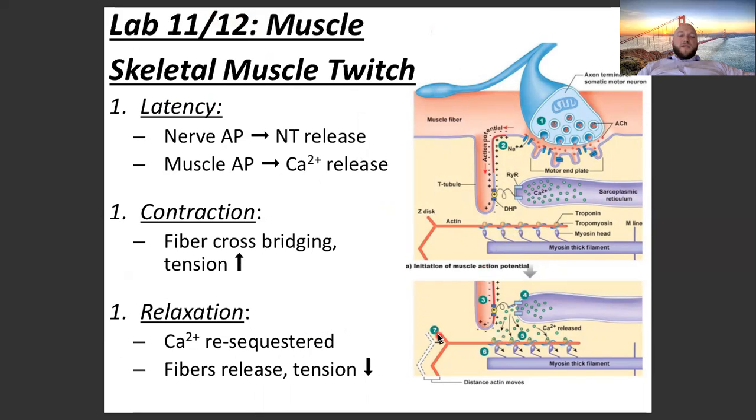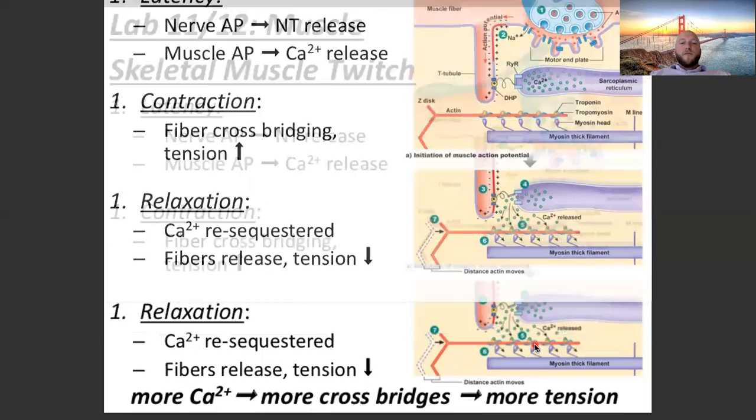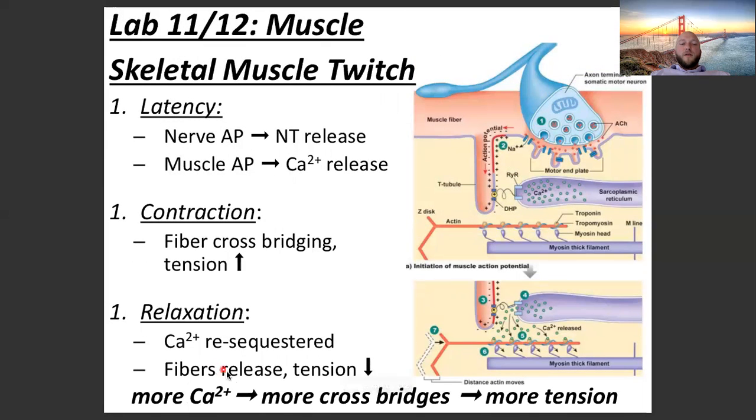During the relaxation phase, calcium is going to be resequestered back into the sarcoplasmic reticulum, which is going to prevent the actin and myosin from interacting with each other. And so we get less tension to no tension produced. Relaxation phase. More calcium, more cross-bridging, more interaction between actin and myosin, more tension.